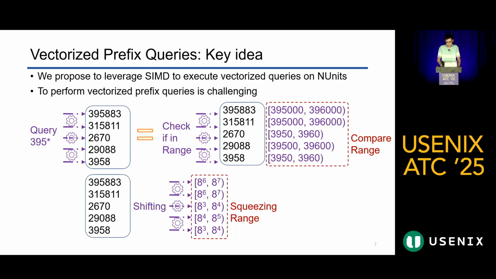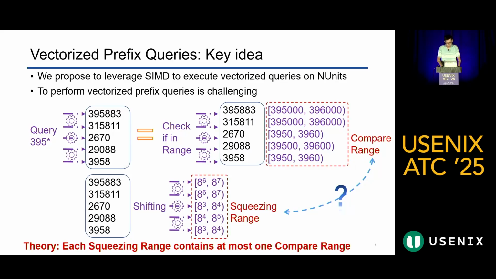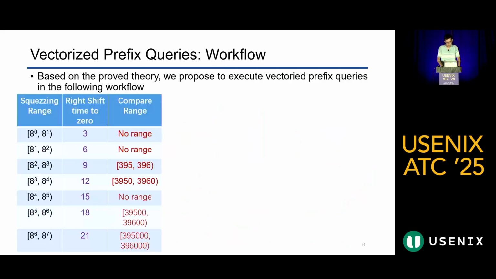However, by executing vector shifting operations, it's easy to decide the power of 2 range corresponding to each number. We call such a range the squeezing range. So, what is the correlation between squeezing range and compare range? We prove in the paper that each squeezing range contains at most one compare range.